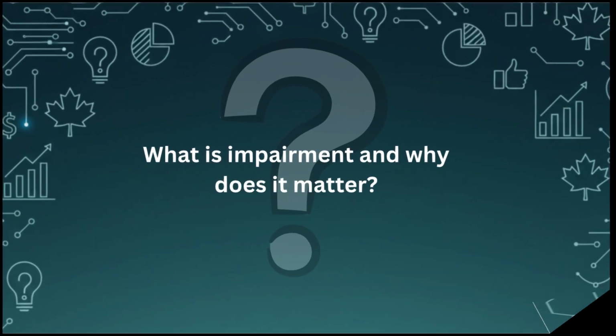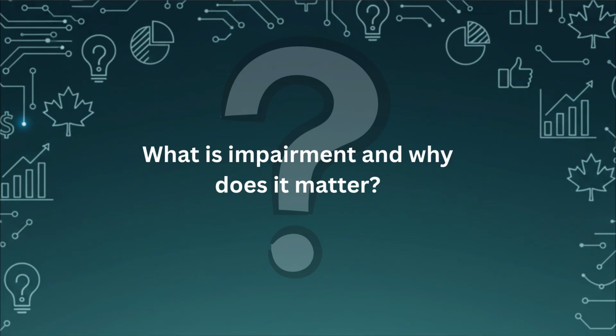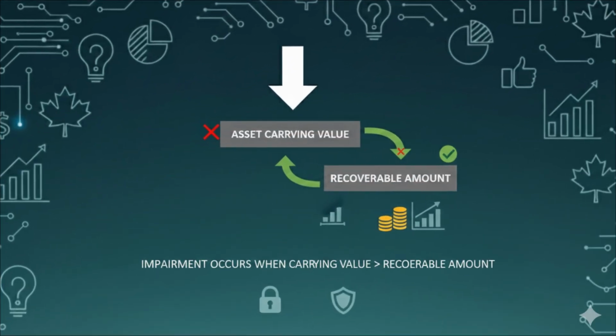Let's begin with the basics. An asset is impaired when its carrying value, that's cost minus accumulated depreciation or amortization, can no longer be recovered, either through use or through sale. In other words, the balance sheet is overstating its value. The goal of impairment testing is to make sure assets are carried at no more than their recoverable amount. This keeps financial statements reliable for investors, regulators, and decision makers.